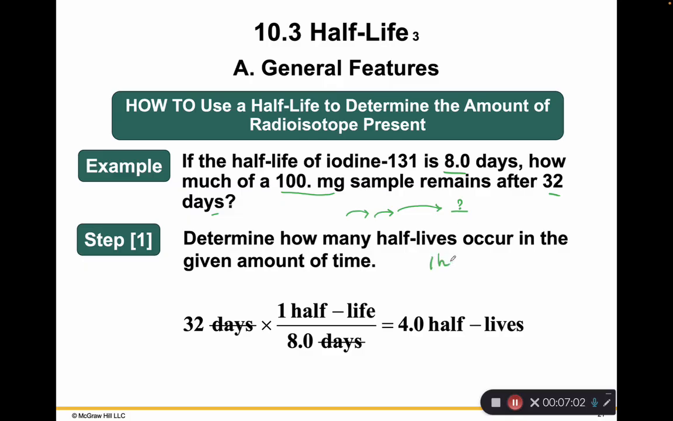So one half-life is equivalent to 8 days here. We use this equality as a conversion factor: 8 days is equal to one half-life, so the days cancel. Now I have 4 half-lives altogether, and I have 100 milligrams as a starting mass.